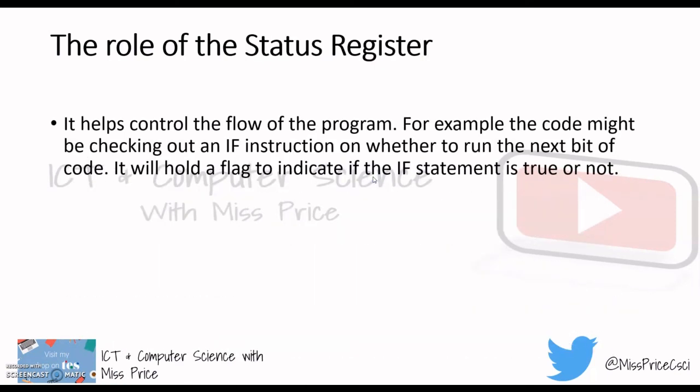Now finally, we have the role of the status register. So what this does is this helps to control the flow of the program. So for example, if the code might be checking out an instruction on whether to run the next bit of code or not, or will it indicate to say whether it's true or not. So for example, if you're driving a car and you go to a traffic light and the traffic light is about to turn red, should you stop or should you continue to go? Okay, so obviously the red light means you should stop. And this is what the role of the status register does. Is this bit of code going to be executed, or is it not going to be executed?